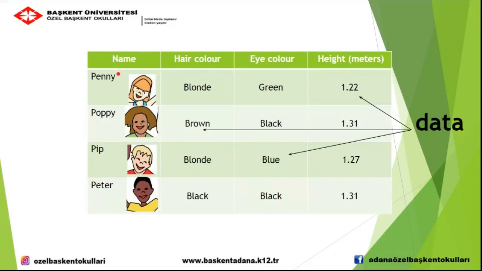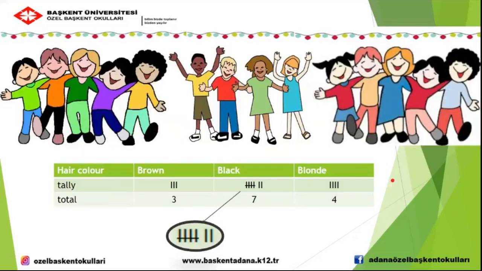Let's look at Penny, for example. Penny's hair is blonde, her eyes are green, and her height is 1.22 meters. All these words and numbers are data. We collect data to organize information.